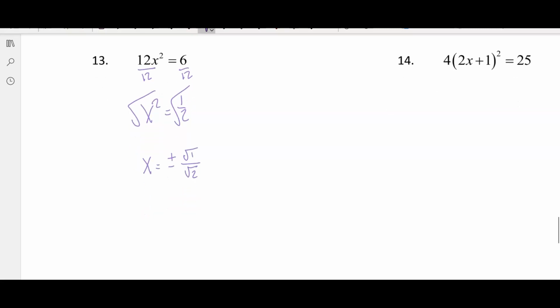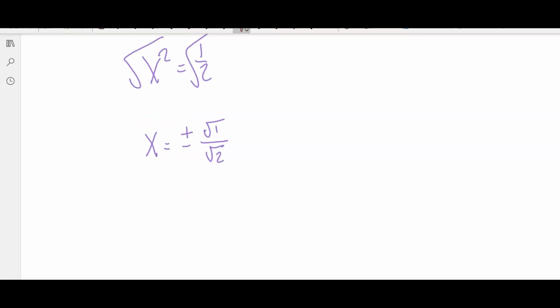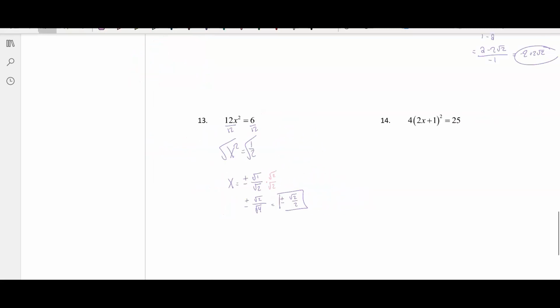And I wrote it this way on purpose because take a look, our denominator is a radical. We need to get rid of that. So over here, we'll have, again, plus or minus square root of 2, and the square root of 1 times the square root of 2 is just the square root of 2, over the square root of 4, which essentially will just be plus or minus square root 2 over 2 as our final answer.